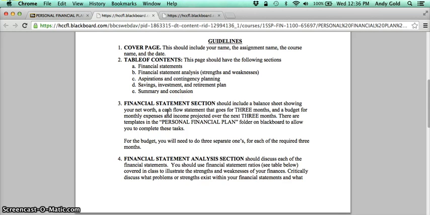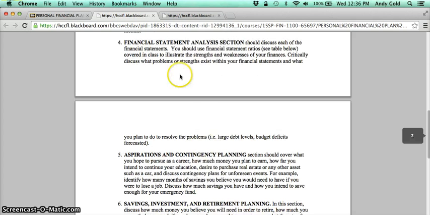You'll also have your personal balance sheet in there and a cash flow statement. That'll kind of come after the table of contents. After you've put your financial statements in, you'll then do an analysis of your financial statements.